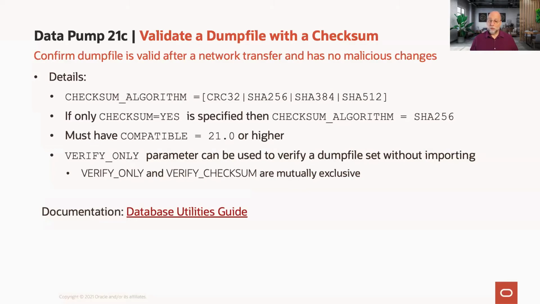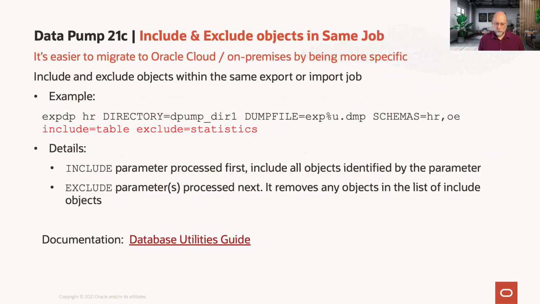On import, if you have a checksum as part of the dump file set, the default is that we will validate it. If you've already validated the checksum and verified that the dump files are good, then you could say verify checksum equals no. And the way you would verify the checksum without importing is by saying verify checksum equals yes. So you could make it a two-step process, and that way you're not taking time during the import to verify the checksums. If you've done that in advance, you don't have to do it as part of the import. I think that's a pretty generally useful capability added in 21.